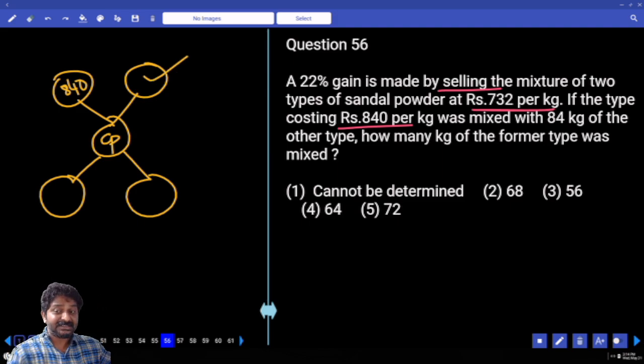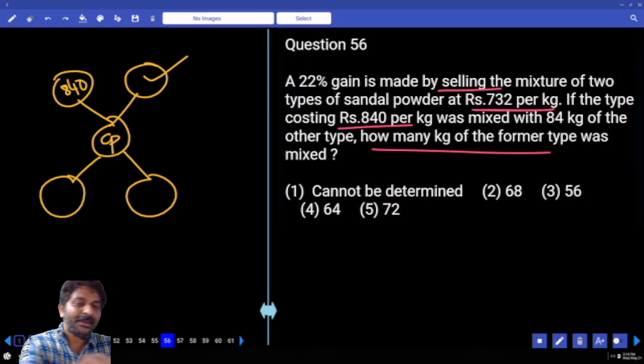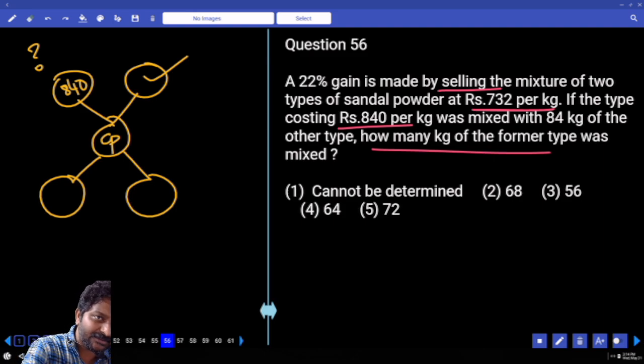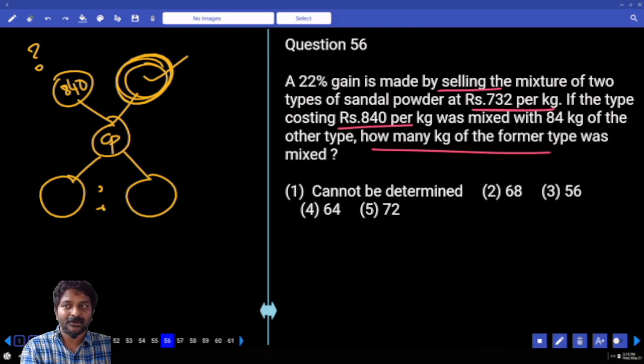Is your question about the cost price of the second item? The question is about how many kgs of former, that is first variety. So can you answer this question? If you know the price of second variety, we can calculate the alligation, and that's the ratio in which those 2 quantities should be mixed.